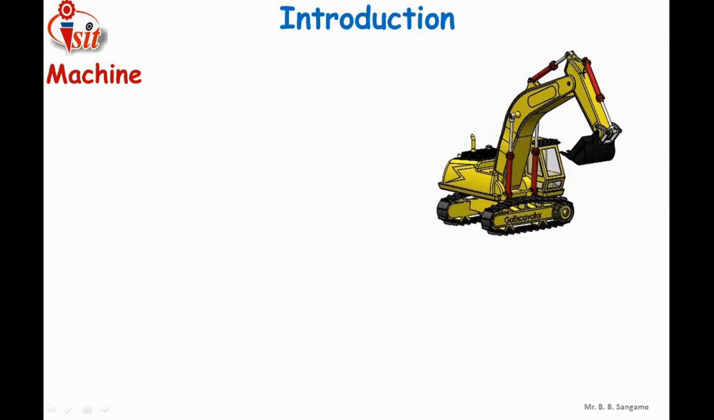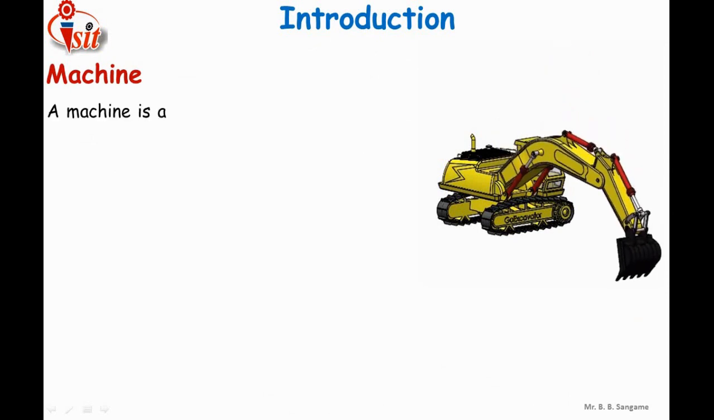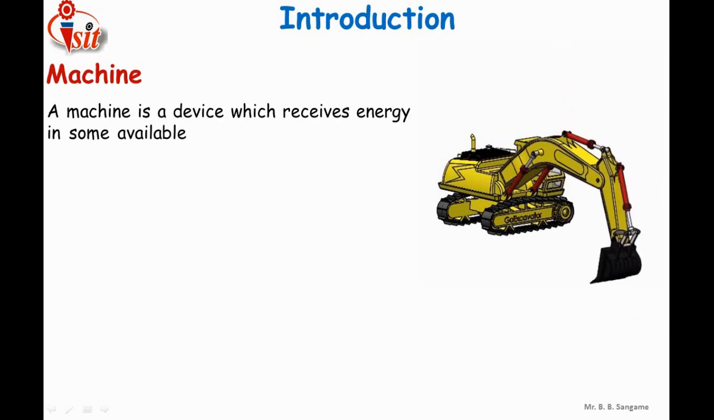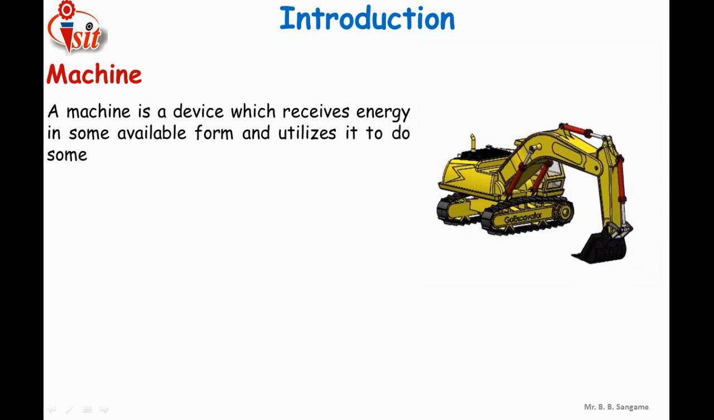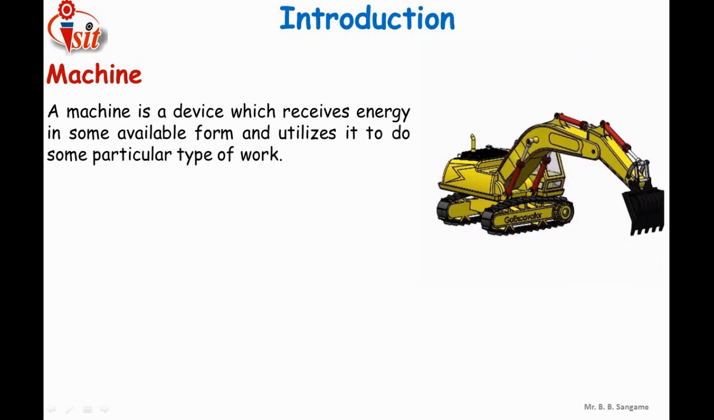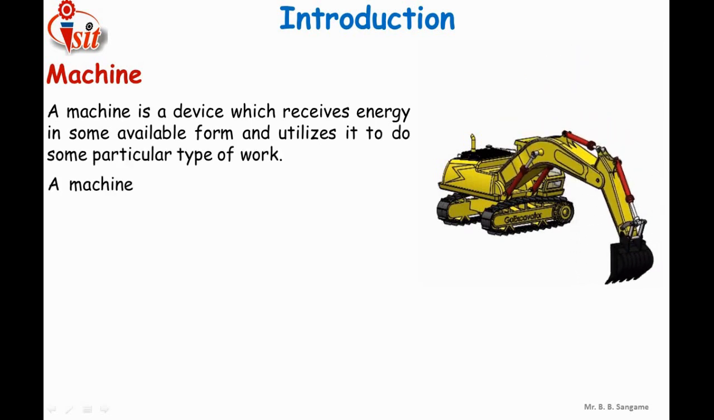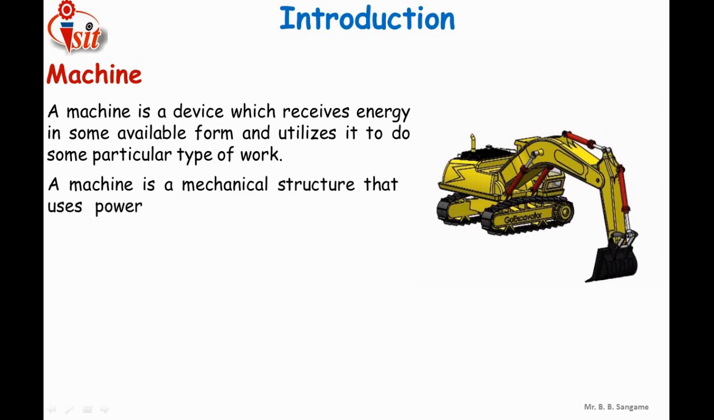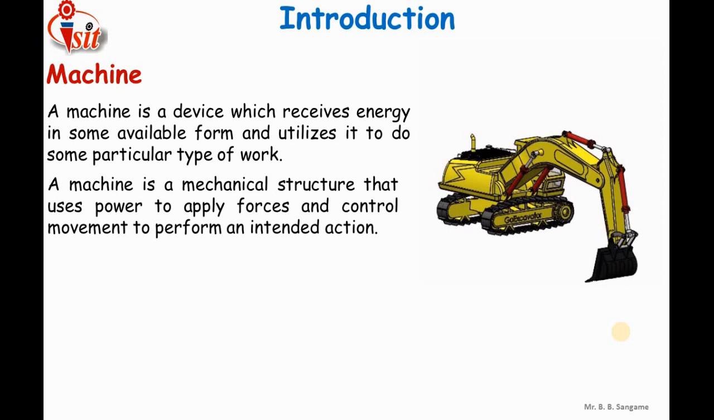So first of all, let us see what is a machine. A machine is a device which receives energy in some available form and utilizes it to do some particular type of work. It is also called a mechanical structure that uses power to apply forces and to control movement to perform an intended action.